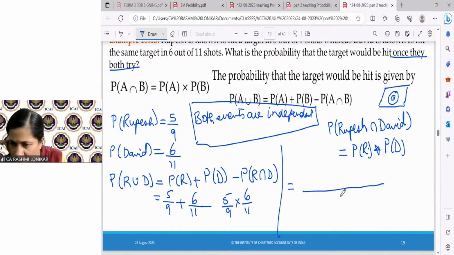I will take 99 as the LCM. Okay. Because 9 into 11 is 99. So it is 11 into 5, 55. 6 into 9 is 54, minus 30. So this is how much? 104 minus 30.